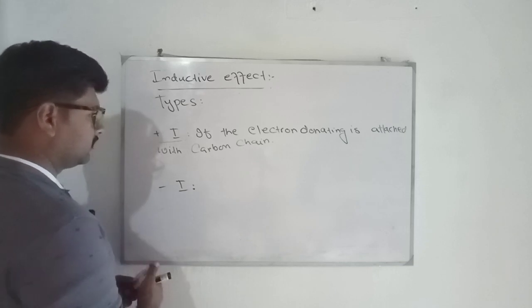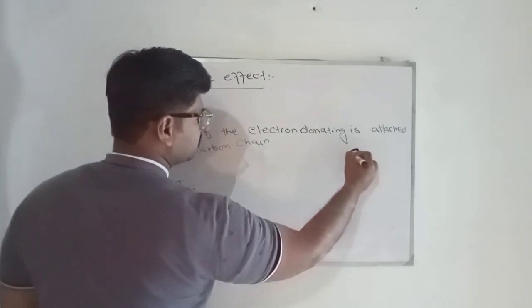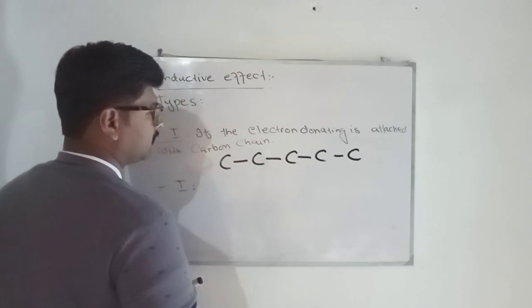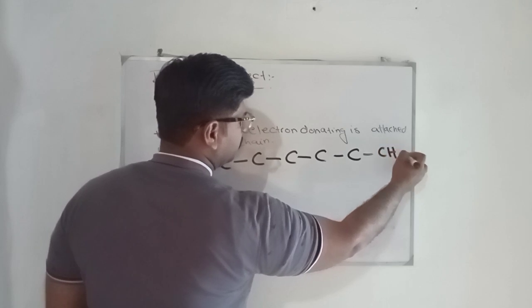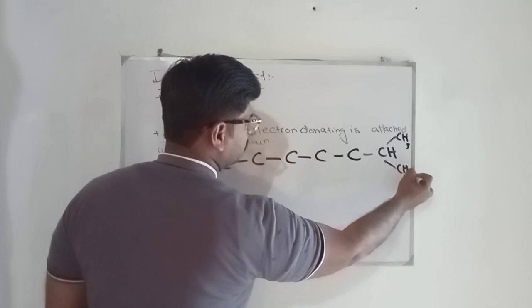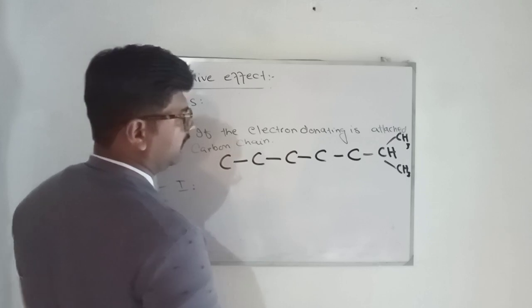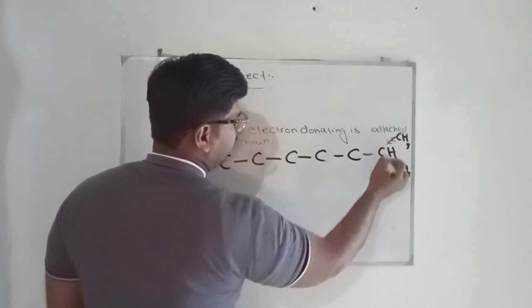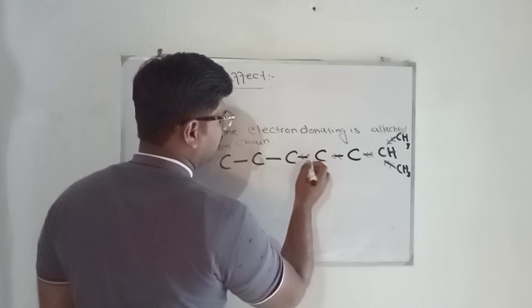For example, we have a carbon chain of 5 carbon atoms, and we attach it with any alkyl group. Let's suppose it is secondary methyl group. Now these methyl groups are actually electron donors, so they will donate the electron and will increase the electron density within the carbon chain.